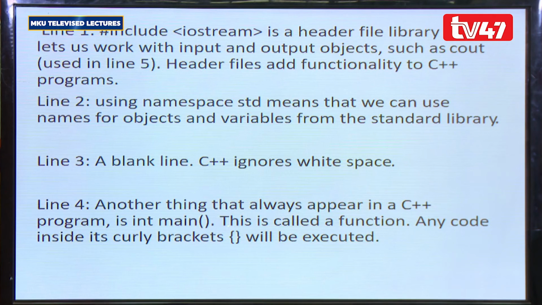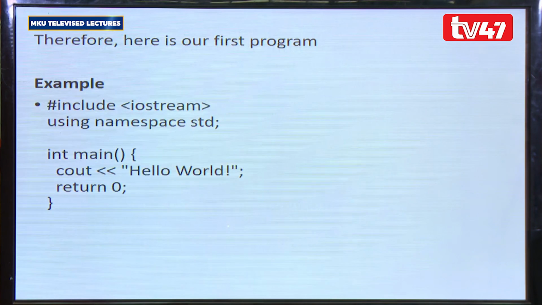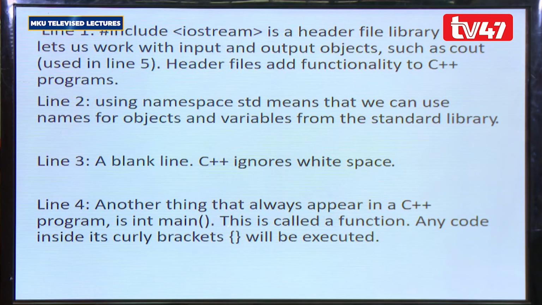The second line, as we have seen in our program, is using namespace. If I take you back here to the second line, it means that we can use names for objects and variables from the standard library. And of course, the third line is a blank line, and C++ normally ignores white space. So we have the fourth line in our program.